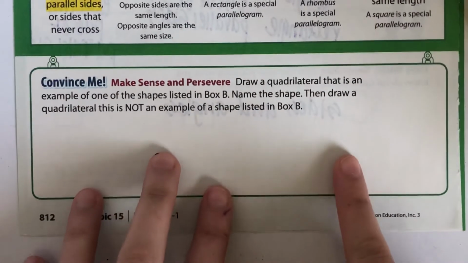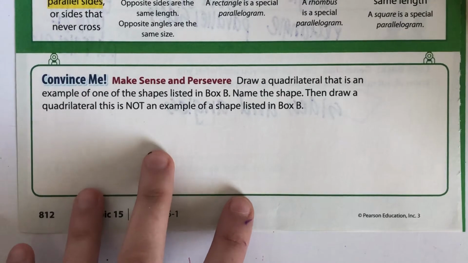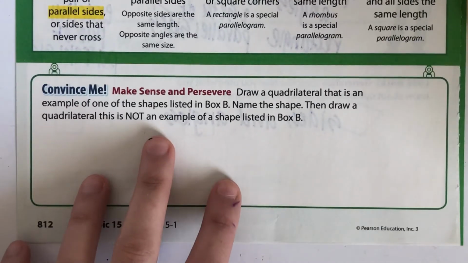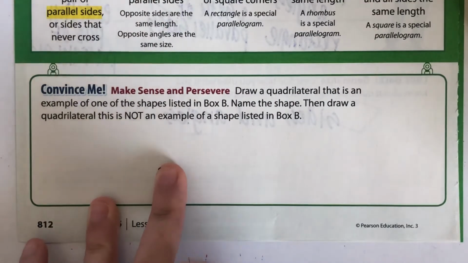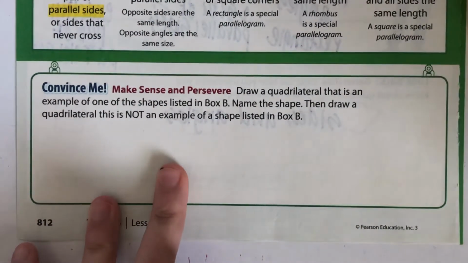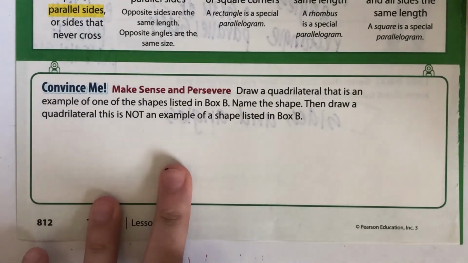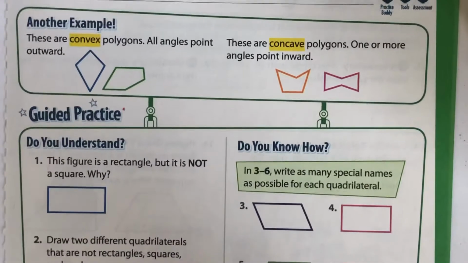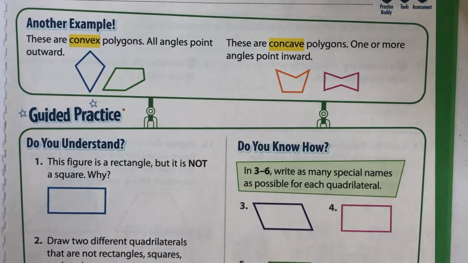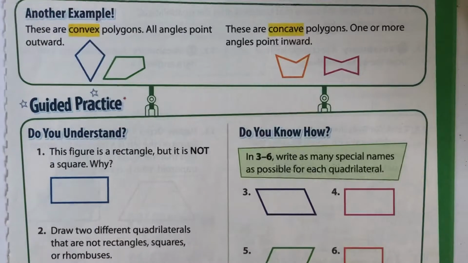Draw a quadrilateral that is an example of one of the shapes listed in box B. Name the shape, then draw a quadrilateral that is not an example. So if we look here, I want you to do that one on your own. And then we'll look at these other ones together. So another example, these are convex polygons. All angles point outward. These are concave polygons. 1 or more angles point inward.